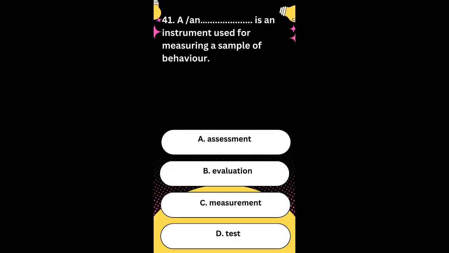41. A or an ___ is an instrument used for measuring a sample of behavior. A. Assessment. B. Evaluation. C. Measurement. D. Test.